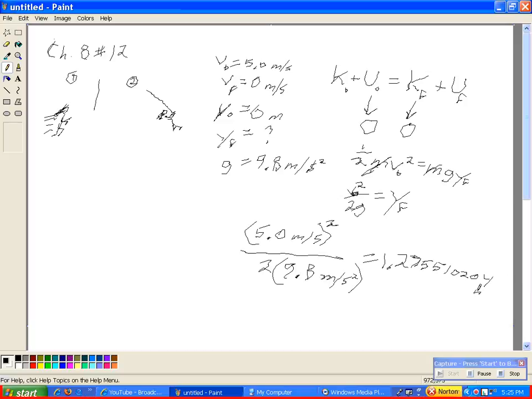Oh, that's just meters. Okay, now let's take into account the significant figures. They only gave us one number, the 5.0 meters per second. That 5.0 has 2 significant figures, so we can cut this down to 2 significant figures, 1.3 meters, and that is the answer. Alright, good job.